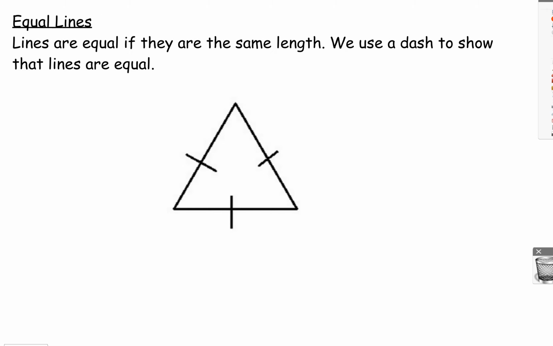And lastly, equal lines. Lines are equal if they are the same length. We tend to put a dash on the lines to show that they are equal. So here we have a triangle. There's a dash on all 3 sides, so that means that this is an equilateral triangle. I know that because these dashes are on the lines to show that they are equal in length. Please write down all of these notes into your books. Thank you.